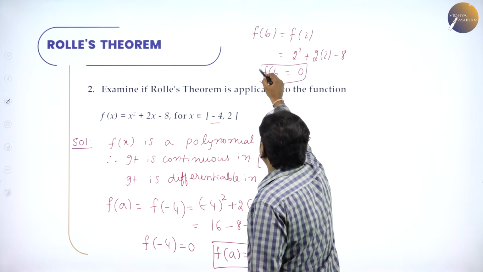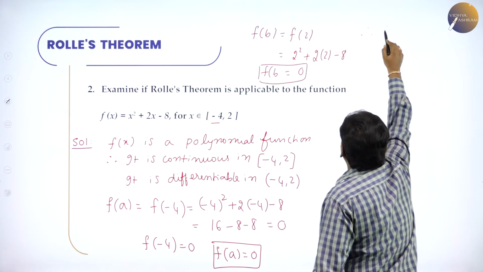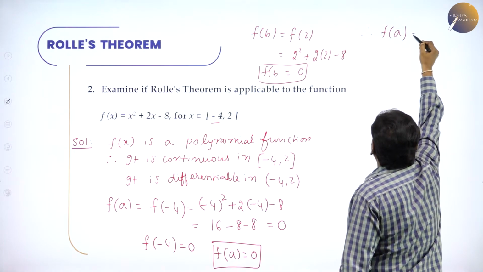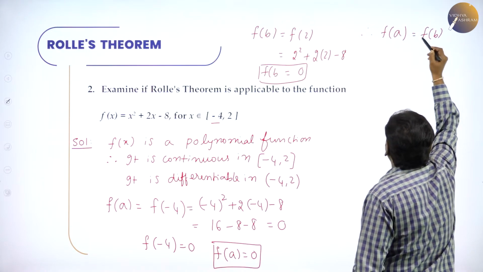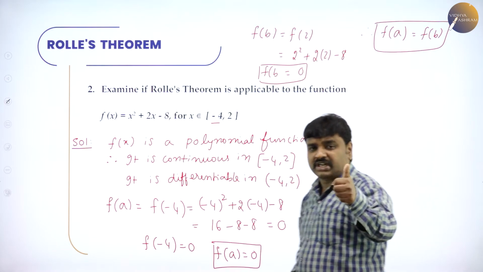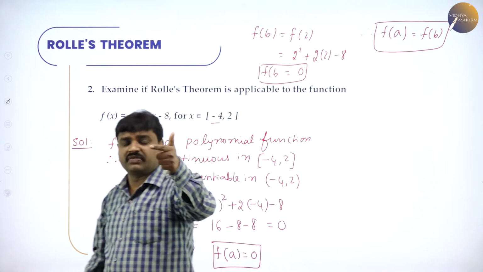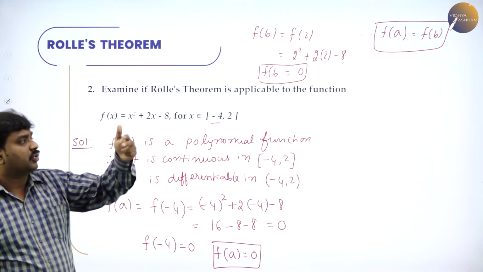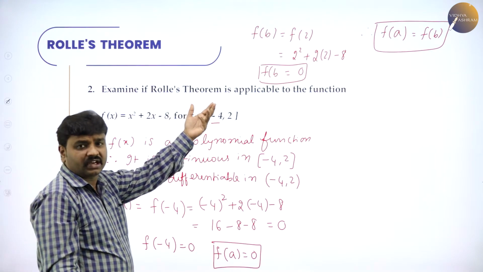So what is the conclusion? Therefore you can conclude f of a is the same as f of b. So by this we followed all the three conditions. First we proved it is continuous in the closed interval, then we proved it is differentiable in the open interval, then we found out f of a and f of b, and they are equal.